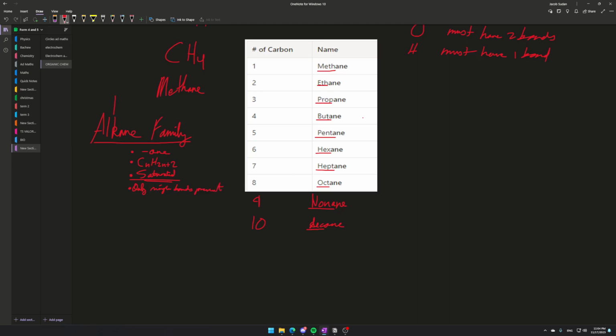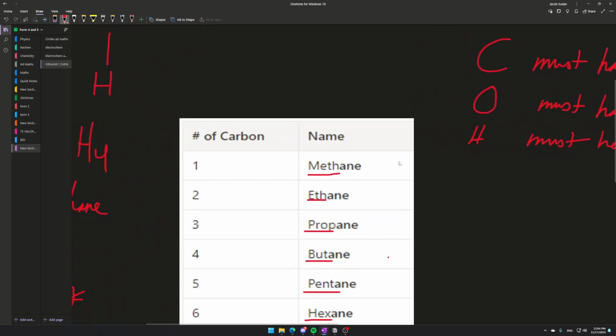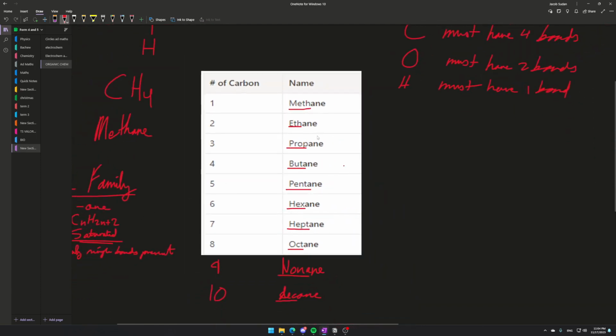So, let's draw some of these. Methane has 1 carbon. We have the general formula CnH2n+2. The n is equal to 1 in this case. So it's CH4: 2 by 1 is 2, plus 2 is 4. Ethane is C2H6: 2 by 2 is 4, plus 2 is 6. All of them increase in increments of 2 hydrogens. Propane we have C3H8: 3 by 2 is 6, plus 2 is 8.